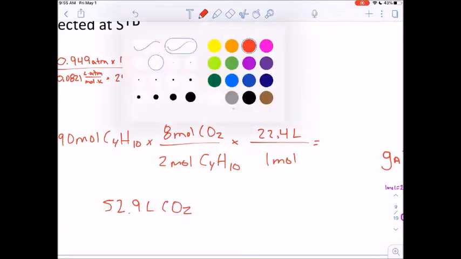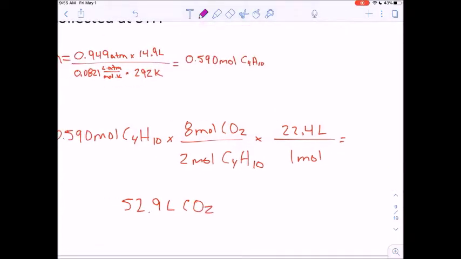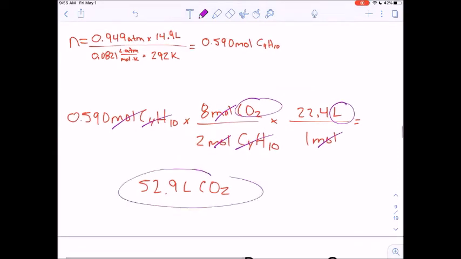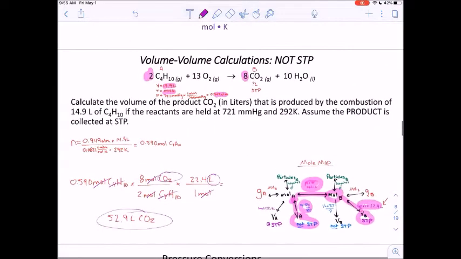Double check by canceling out your units that this is what you were supposed to get. I have moles canceling with moles, C4H10 with C4H10, moles with moles, and I have liters of CO2 left over. So this is my final answer, 52.9 liters of CO2. So that's your first problem with A not at STP. You have to solve by using n equals PV over RT first.